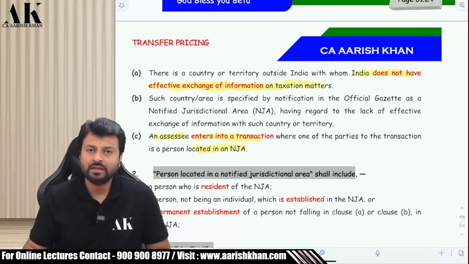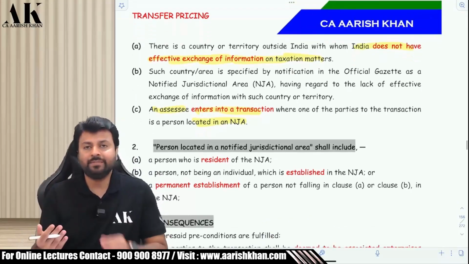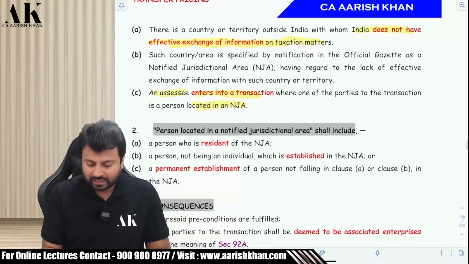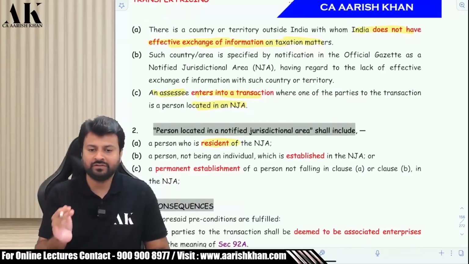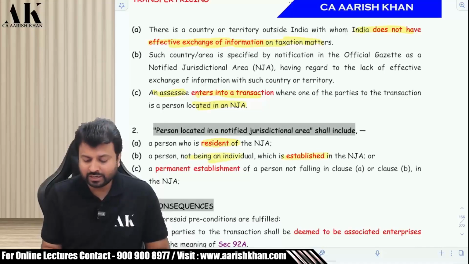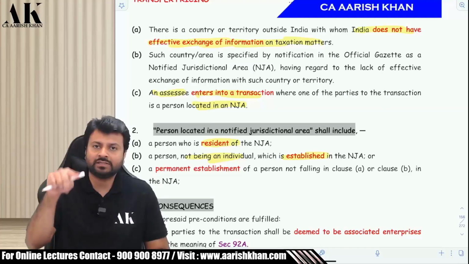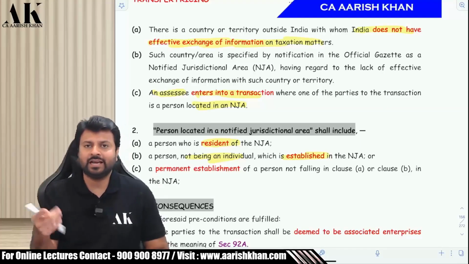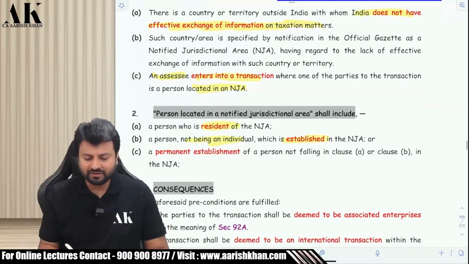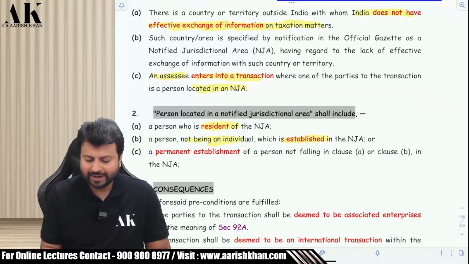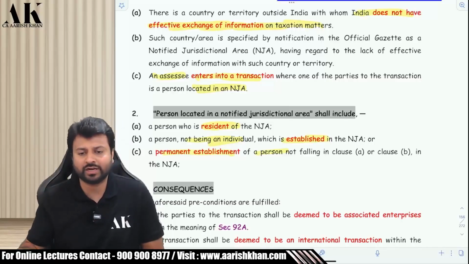So the first thing we need to identify is what is an NJA? Who can be called a person located in NJA? A person who is a resident in NJA can be called a person located in NJA in case of individuals. In case of other than individuals, a person who is established in NJA, like a company incorporated in NJA, a firm which is incorporated in NJA, or an LLP which is formed in NJA, can be called a person located in NJA. Or a foreign company, or any other person who has a permanent establishment in NJA, can also be called a person located in NJA.